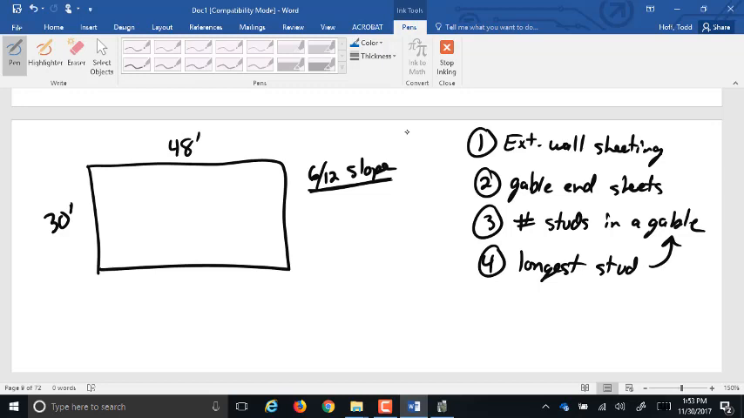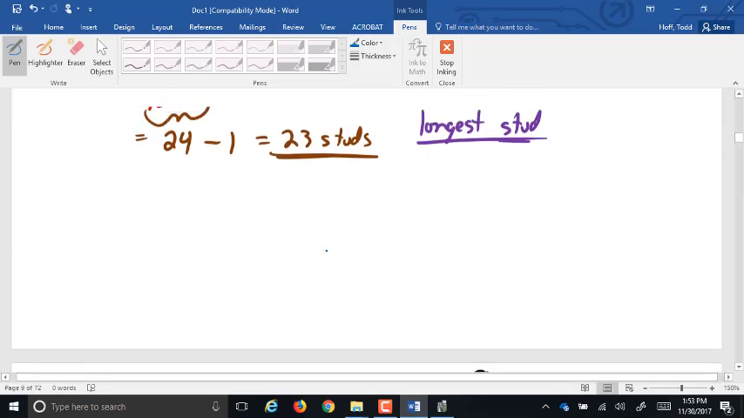You have to use the 6/12 to figure that out. Oh yeah, the wall height would be 9 feet. You're right. Yes. Yeah, unless you're told otherwise. Okay, you guys got that down?